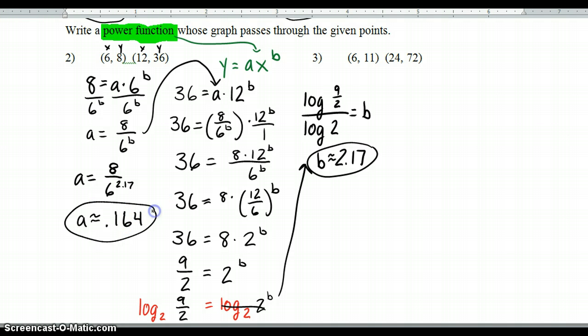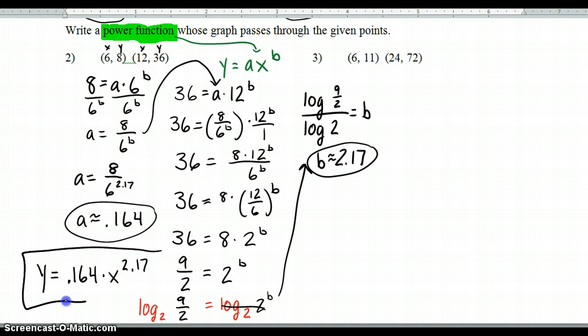So you can see now we're dealing with decimals, but that's okay because we're just going to put these numbers into an equation. We're trying to write a power function. Just a reminder, that's this kind of function up here. So we've got our a value and our b value. That means our final function, I'm going to write it over here, gives us y equals 0.164 times x to the 2.17. And that's our final power function.